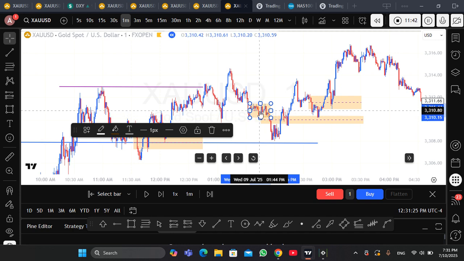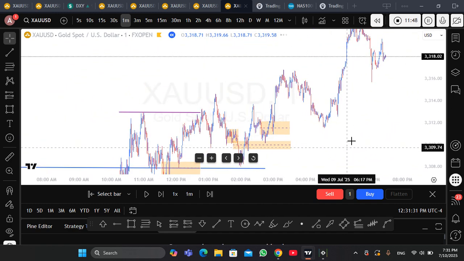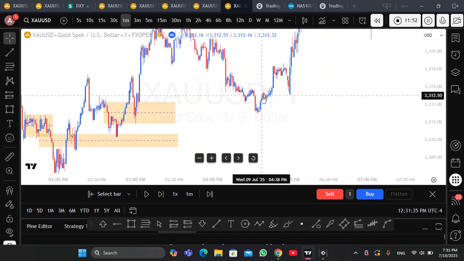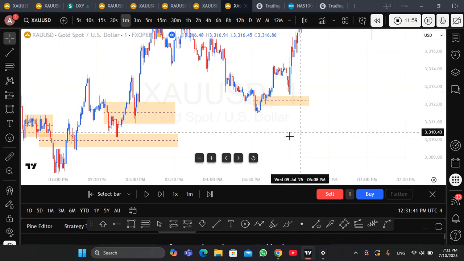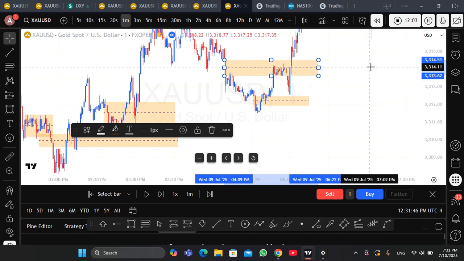Sorry, this is the breaker block. This is an inverted fair value gap. The price tends to retest it and then move upward. In this area also, as you can see, this is an inverted fair value gap on 1 minute. This is an inverted fair value gap on 1 minute. This is also an inverted fair value gap on 1 minute.